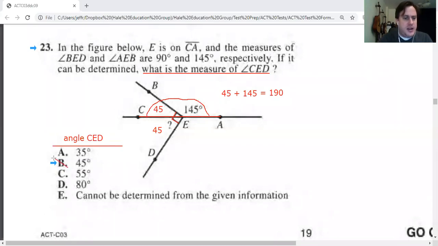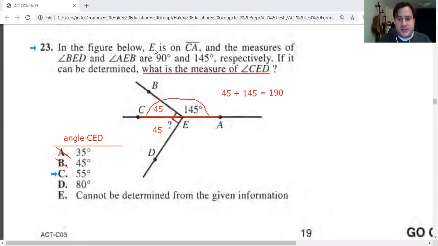Now, the reason we started in the middle is because we can figure out whether it's too big or too small. Now, if I make angle CED bigger, if I try, say, 55, that will make angle BEC smaller, which is exactly what I want because I need that 190 number to go down. So let's try answer choice C, because I know that it can't be answer choice A. It's too big. It's going to make the other angle too big.